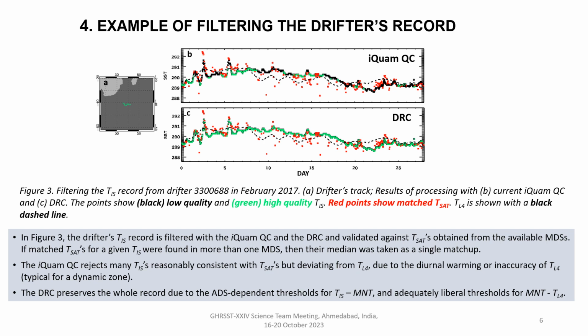The iQuam rejects a significant number of SST counts consistent with satellite data, but deviating from the analysis either due to diurnal warming or inaccuracies in the L4 analysis. In contrast, the DRC preserves the whole record because it tolerates the diurnal signals with the ADS of up to 5 Kelvin and higher deviations from the analysis in the dynamic zones.